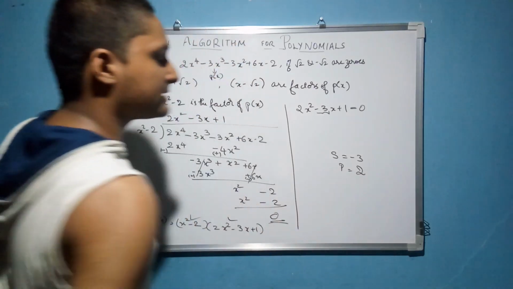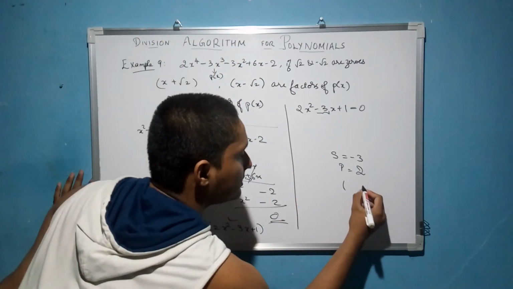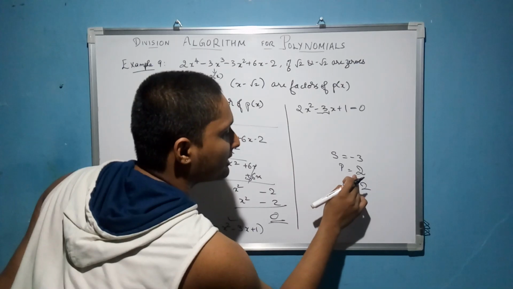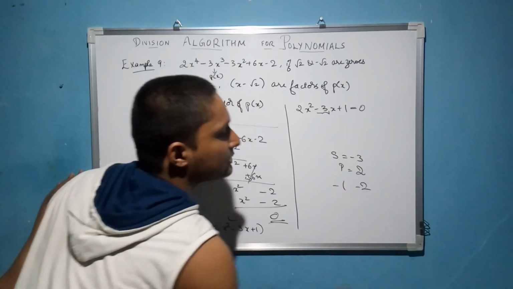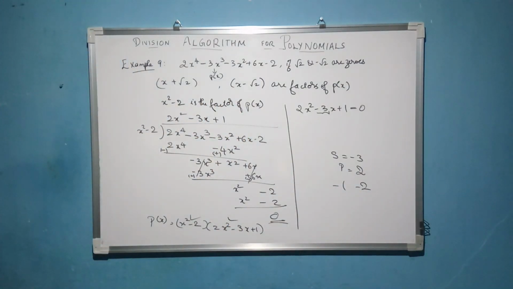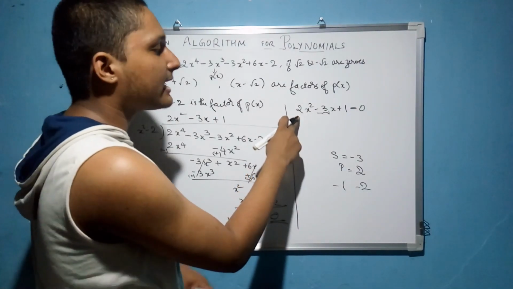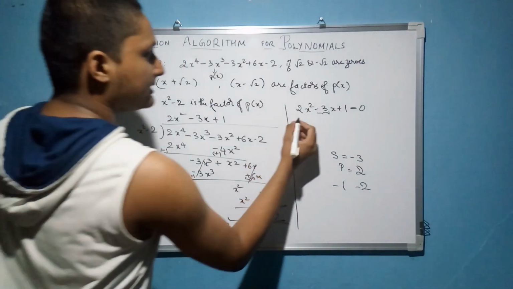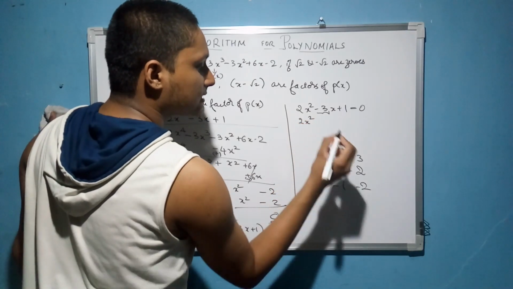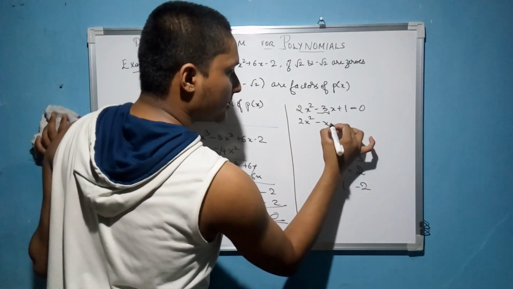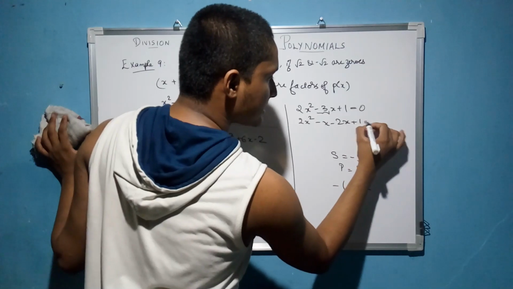So I need to get two numbers like that. So it comes to be 1 and 2. Since the product is negative and the sum is positive, both need to be negative. So it comes to be minus 1 and minus 2. Since the x square term has 2 as the coefficient, I cannot directly write that. I need to split and then find out. That comes to be 2x square minus x minus 2x plus 1 is equal to 0.